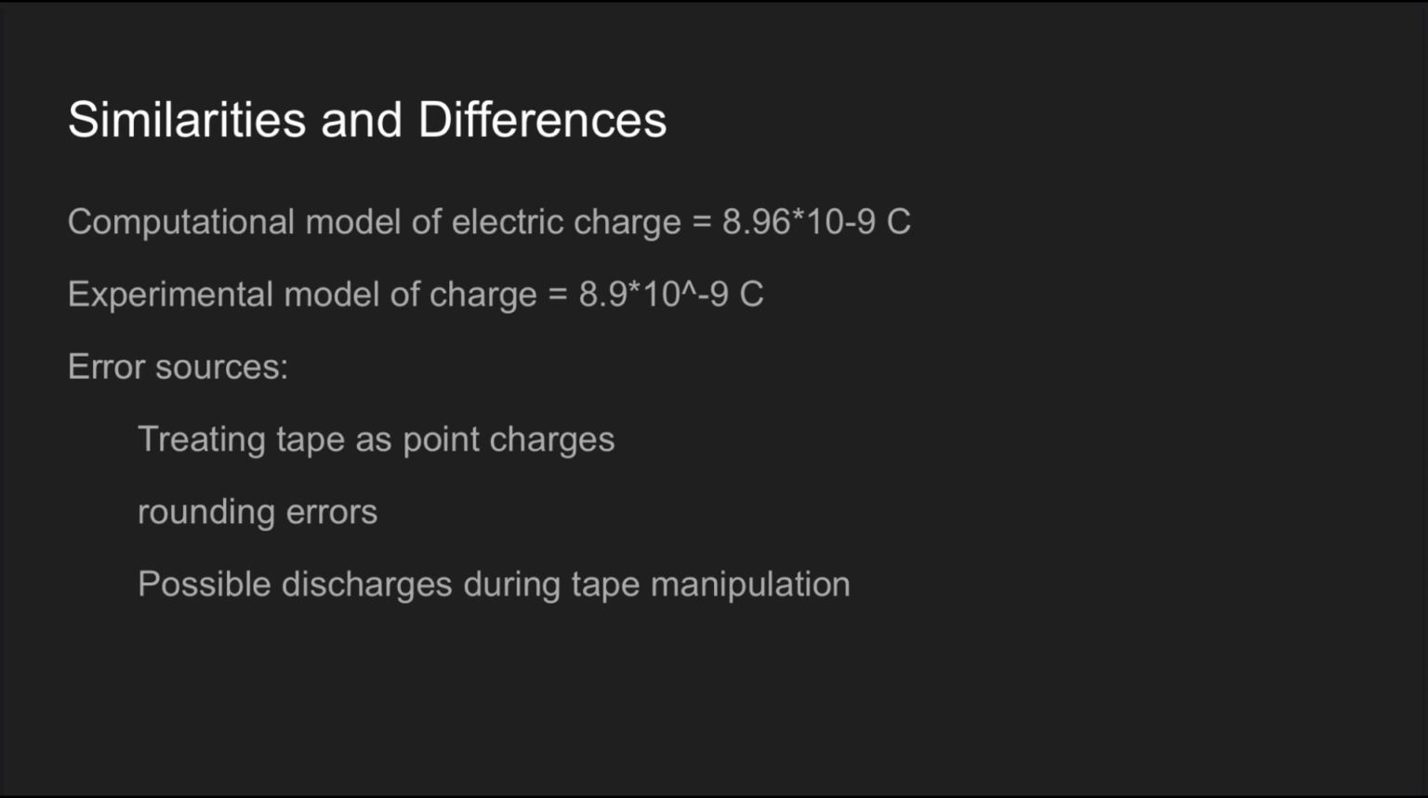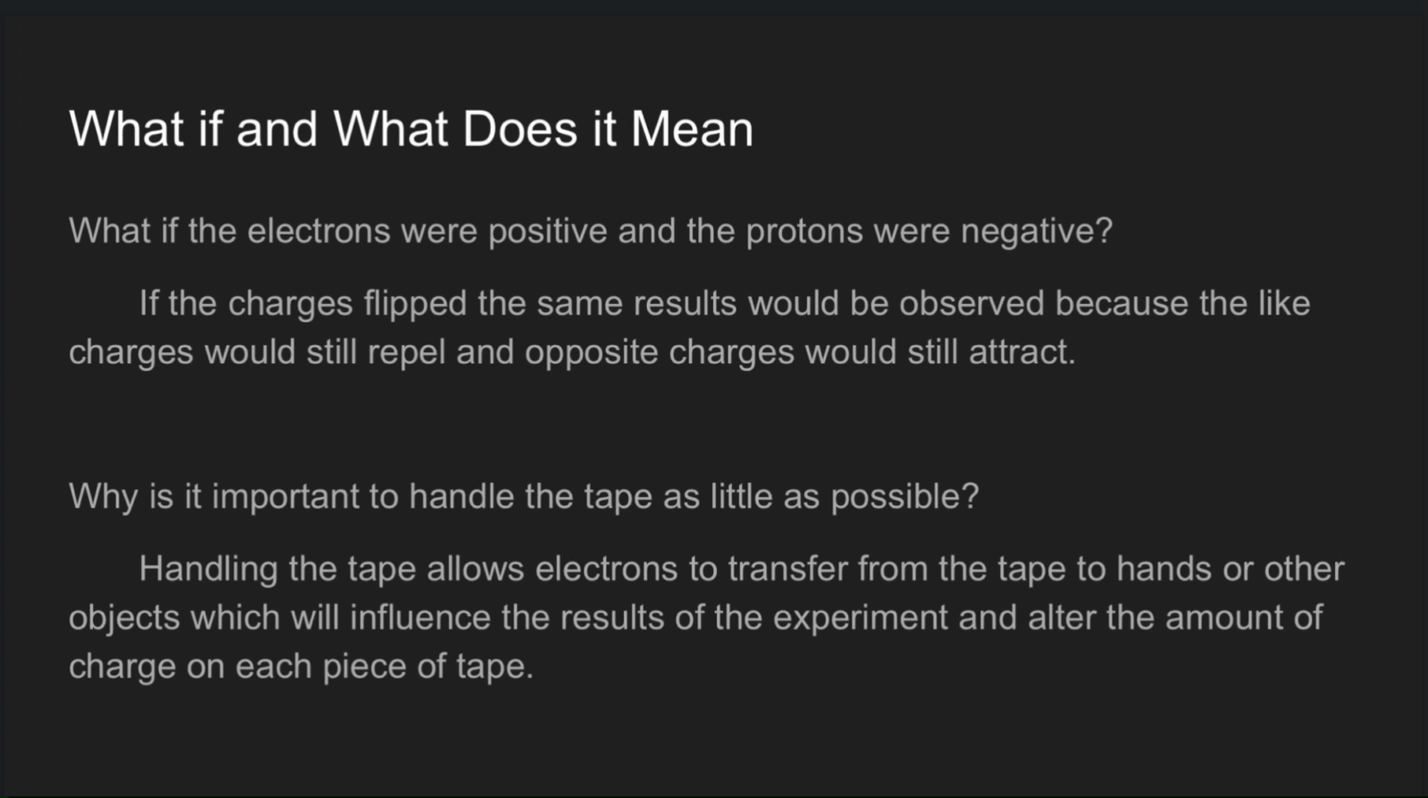Some sources of error would be treating the tape as a point charge instead of a full object, rounding errors, and possible discharges during tape manipulation. What if the electrons were positive and the protons were negative? If the charges were flipped, the same results would be observed because the like charges would still repel and the opposite charges would still attract.